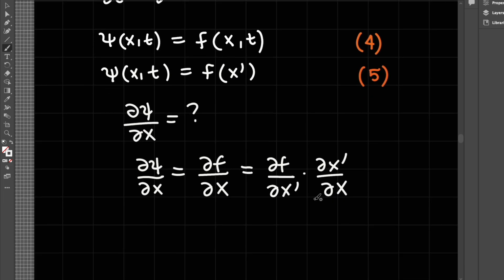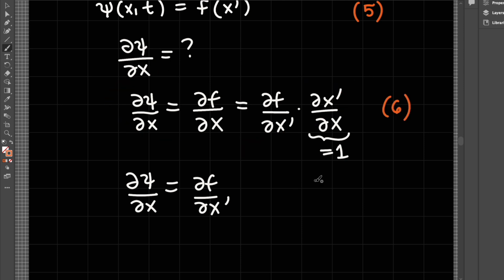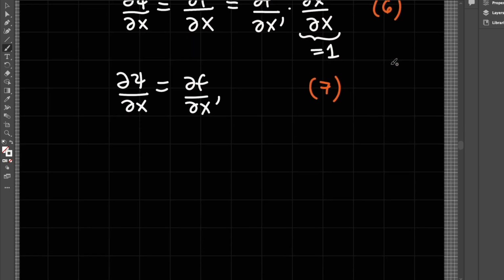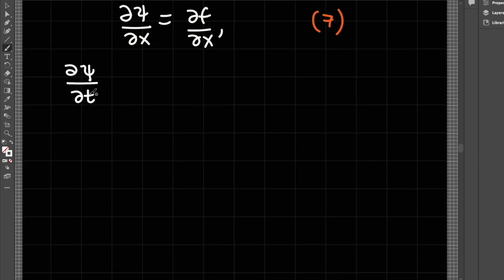Hence, this term is equal to 1. Therefore, partial of psi over partial of x is equal to partial of f over partial of x prime. For now, let's label this equation as equation 6 and this one as equation 7. Now this time, let's hold x constant and let's get the partial derivative of psi with respect to time.